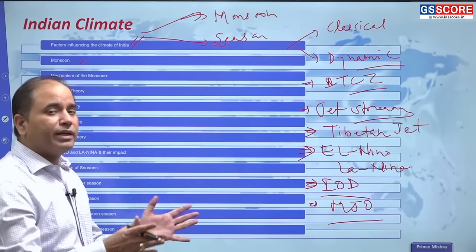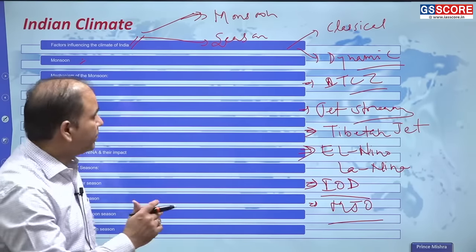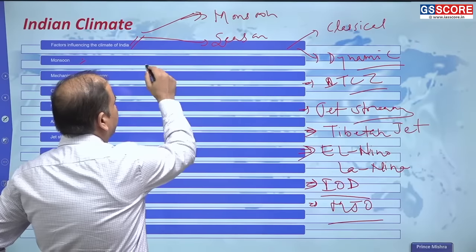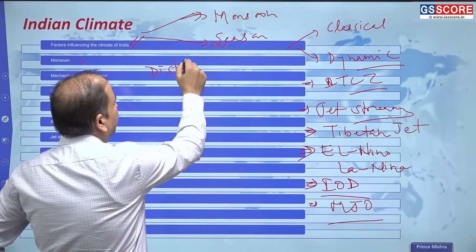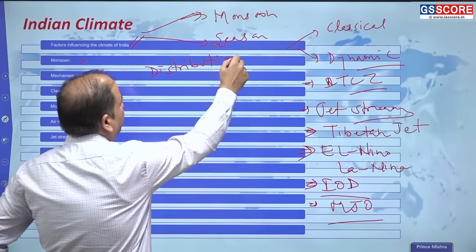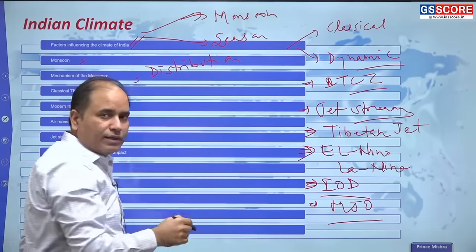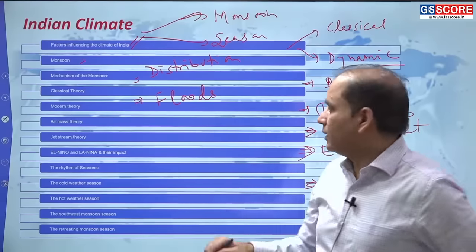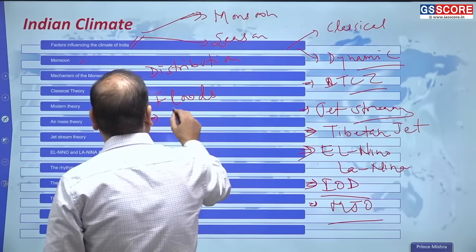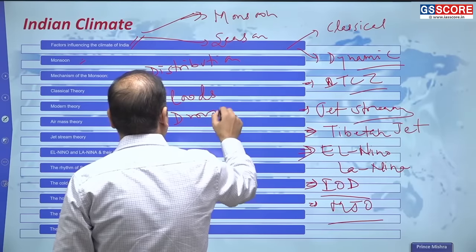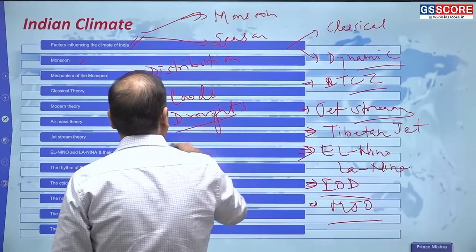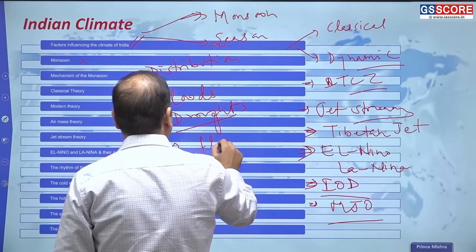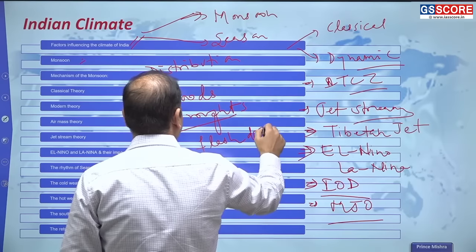Now monsoon is mainly associated with rainfall, so along with it you are also supposed to study the distribution of rainfall. When you study the distribution of rainfall, you are also supposed to study the floods in India, the flood prone areas where floods mostly occur. Along with that, you will also need to study droughts, and along with droughts, you are also supposed to study flash droughts.